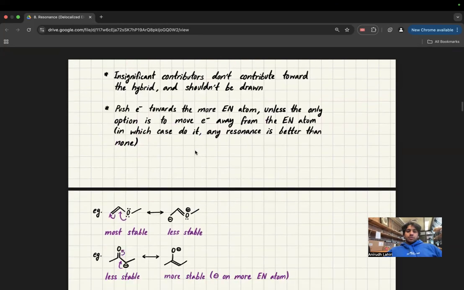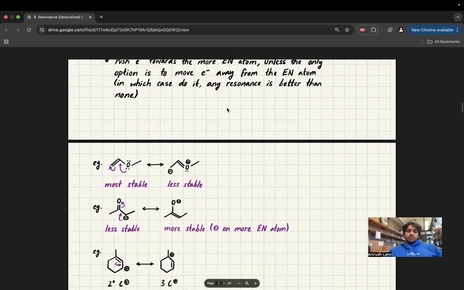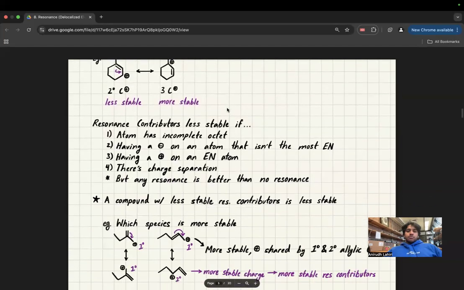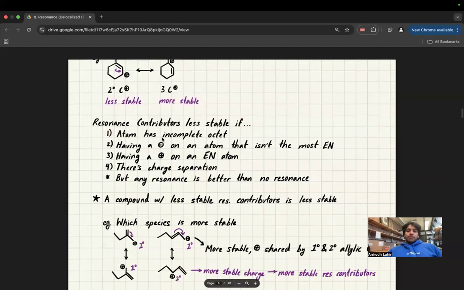Okay. Push electrons towards a more electronegative atom unless the only option is to move electrons away from the electronegative atom, in which case do it. Any resonance is better than none. Okay. So resonance contributors are less stable if, the most important thing, if atoms have an incomplete octet.